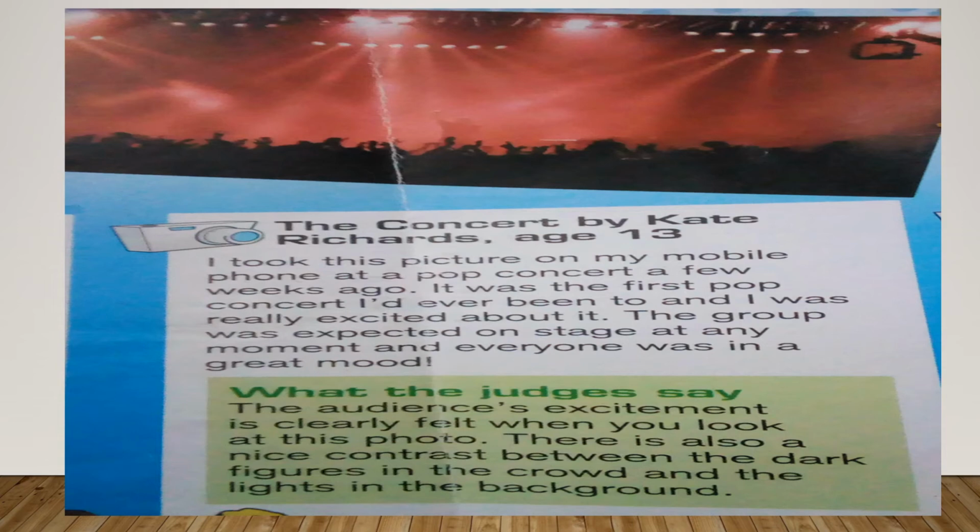Why did Kate choose this photo to submit in the competition? Because it was the first pop concert she'd ever been to, and she was excited about it. What did the judges think of it? Well, they commented on the excitement of the audience, and they also liked the contrast of dark and light in the picture. Okay.